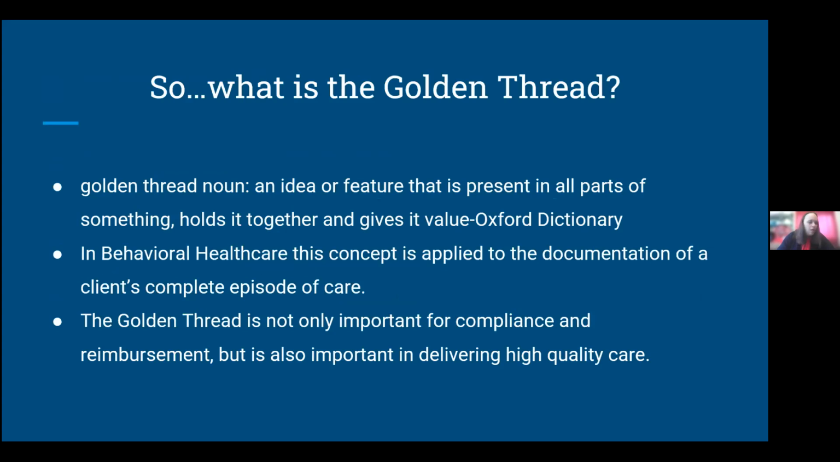So when we talk about documentation in treatment, you may or may not have heard of a term called the golden thread. So what is the golden thread? The Oxford Dictionary defines the golden thread as an idea or a feature that is present in all parts of something. It holds it together and it gives it value.